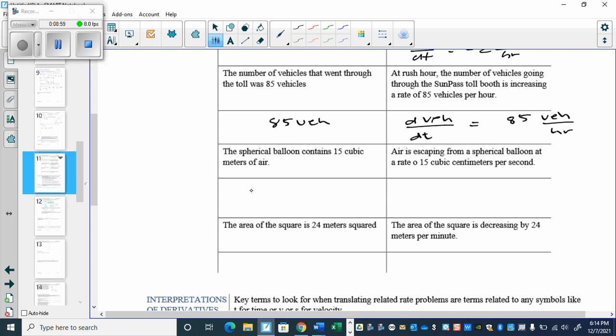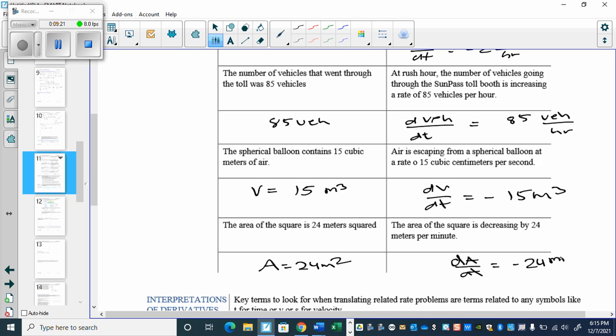A spherical balloon contains 15 cubic meters of air, so V equals 15 meters cubed. Air is escaping, so dV dt equals -15 meters cubed. The area of a square is 24 meters squared. The area, so dA dt, is decreasing at 24 meters per minute.